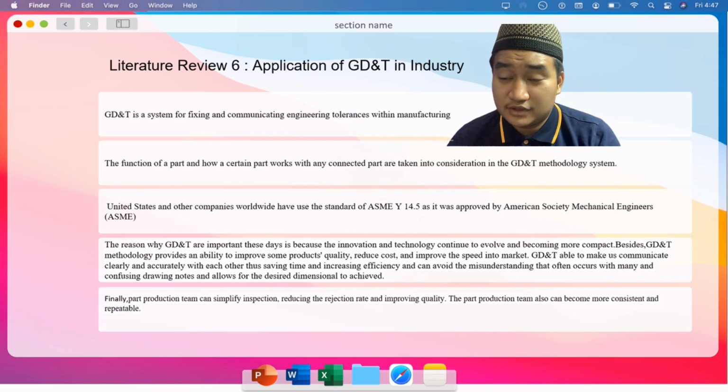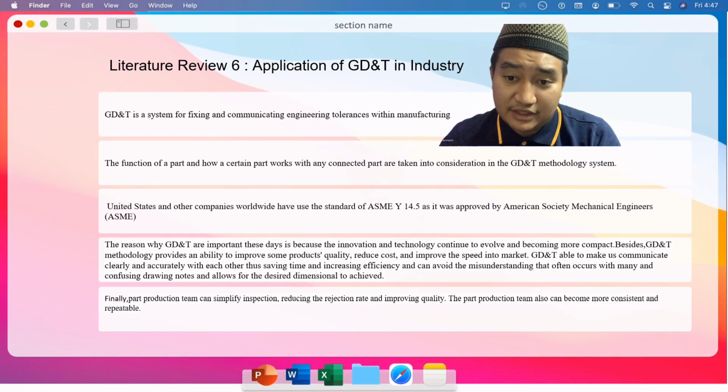Most manufacturing industries are involved in GD&T. This is because GD&T is a system for fixing error and a medium for communicating engineering tolerance. Thus, it requires a proper tolerance to make sure the assembled product is of quality. The United States and worldwide companies have introduced the standard ASME Y14.5. The reason is to improve product quality, reduce cost and improve efficiency. Lastly, it can make the production team's inspection easier to allocate and become more consistent and repeatable.